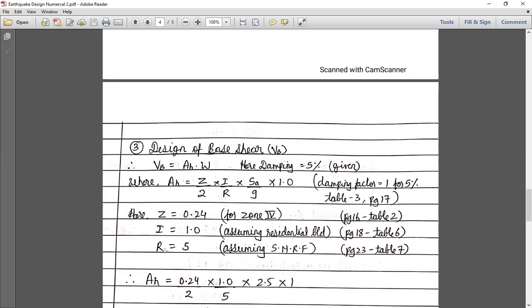Again, the response reduction factor is also not given in the question. So I'm designing it as a special moment resisting frame. You can consider either OMRF, ordinary moment resisting frame, or special. I've assumed special moment resisting frame. This is given in table 7, so R is equal to 5.